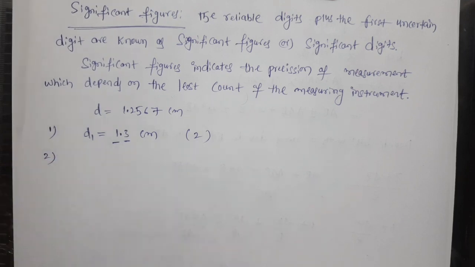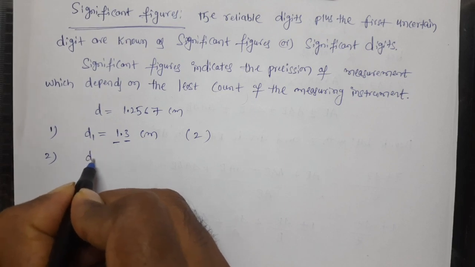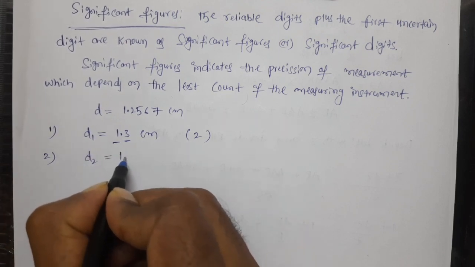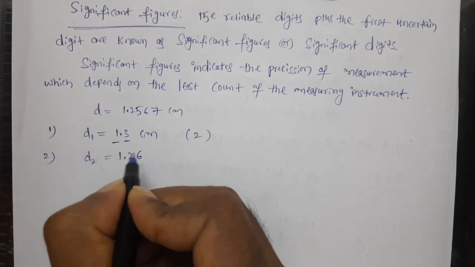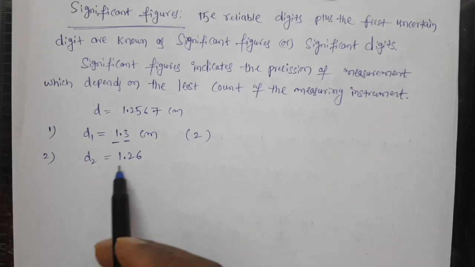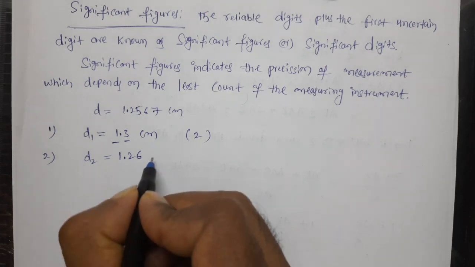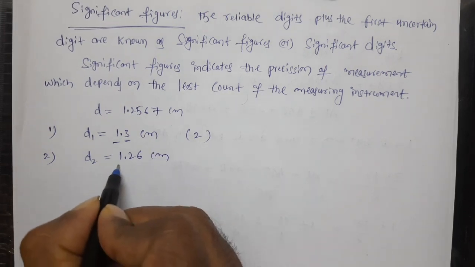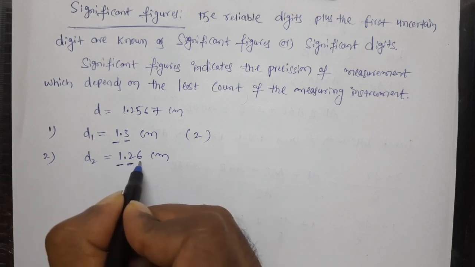Now using vernier calipers, if I measure the diameter, what do I get? I may get 1.26 or 1.25, whatever it may be. Either I should get 1.26 or 1.25 centimeters. So here the first two are reliable digits, and this is the first uncertain digit.